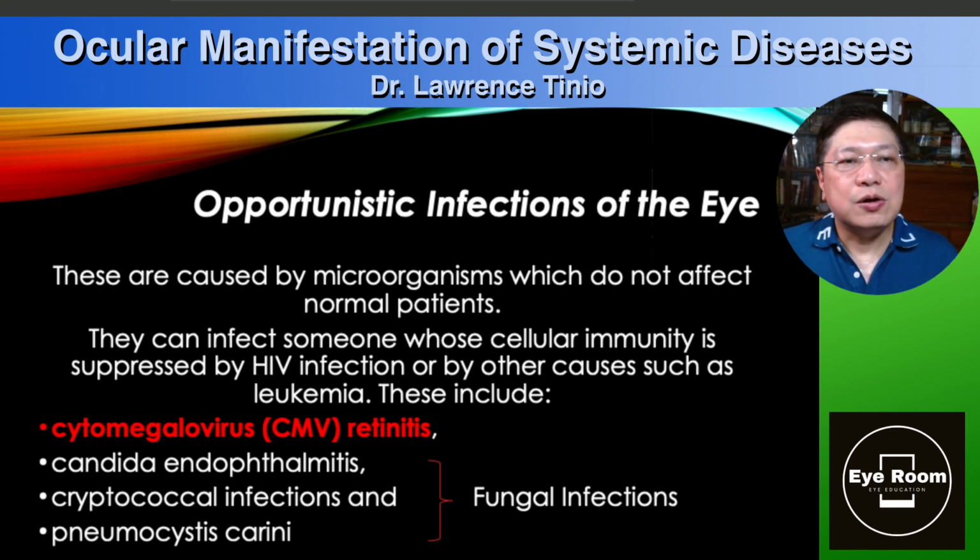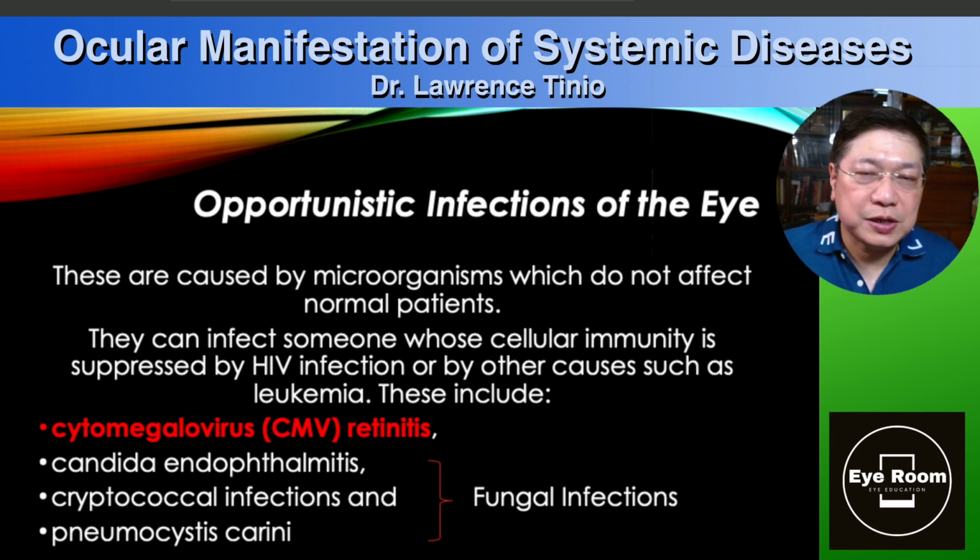Now, there are opportunistic infections of the eye that will become more rampant if your patient's defense system is compromised, like in AIDS. One of them is cytomegalovirus or CMV, which affects the retina. So we have CMV retinitis, and fungal infections become more common. Candida, cryptococcals, and pneumocystis carinii would become more common in patients with AIDS.